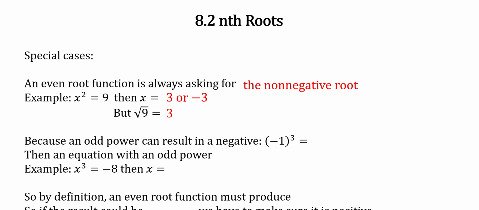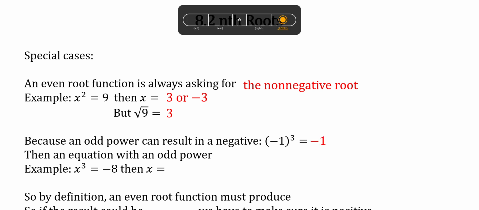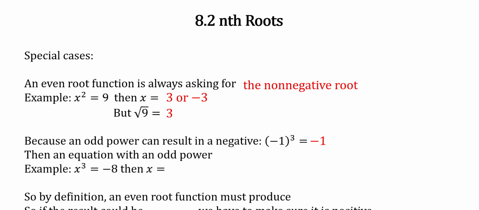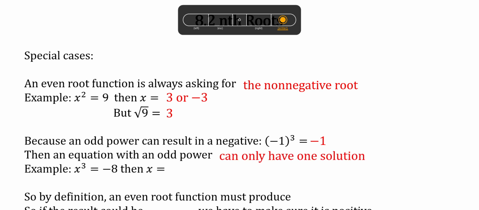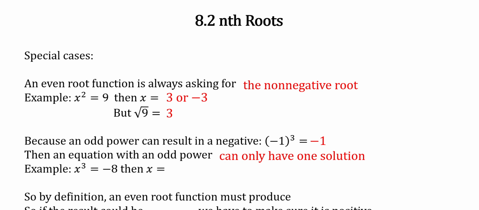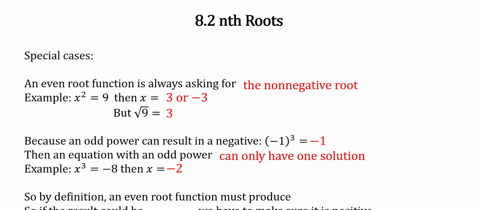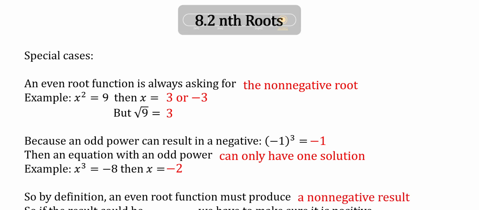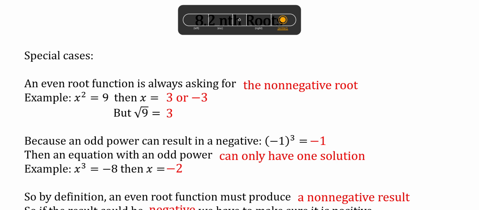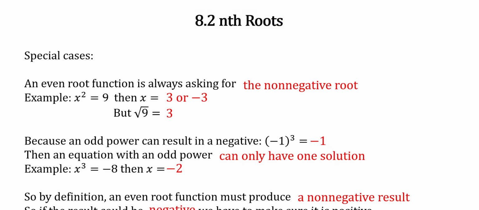An odd power can result in a negative. For example, negative 1 to the third power is negative 1 times negative 1 times negative 1, which is negative 1. So an equation with an odd power can only have one solution. So if x to the third is negative 8, then x has to be negative 2. So by definition, an even root function must produce a non-negative result. So if the result could be negative, we have to make sure it is positive. This sounds very confusing. We're going to use the absolute value, but there's a straightforward rule that we will use in just a second.